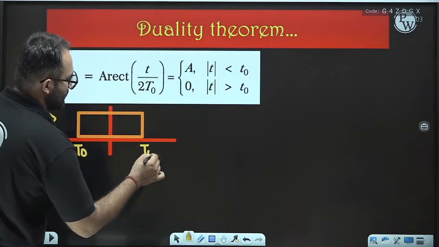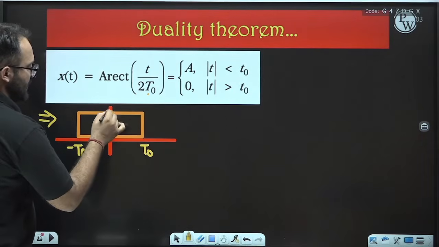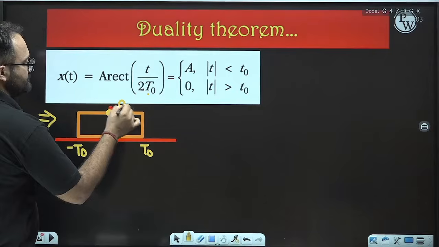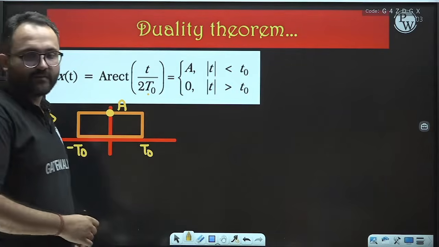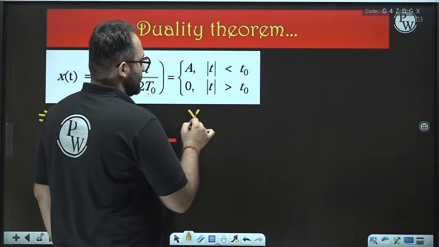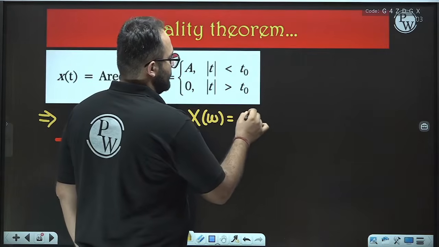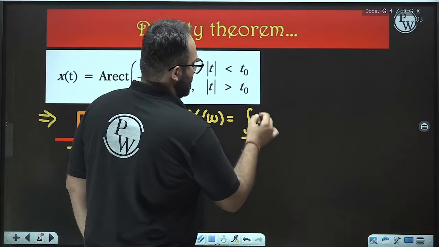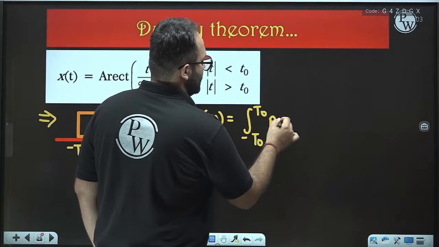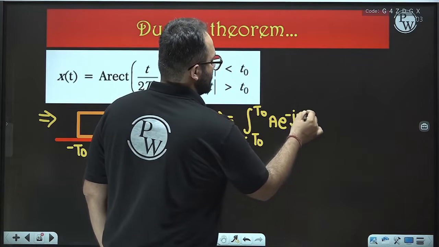Minus t naught to t naught. As we can say here, it is 2 t naught wide and the height is capital A. This is the time domain signal. So the Fourier transform X(omega) will be equal to the integral from minus t naught to t naught of A e to the power minus j omega t dt.